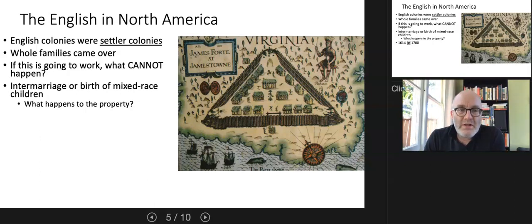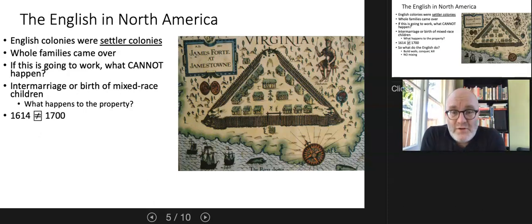So in settler colonialism, this is really important. You cannot do this, right? No intermarriage allowed. And I have here this little graphic, 1614. This is the kind of narrative of John Rolfe and Pocahontas. That is a marriage. 1614 is not 1700, right? 1614 is 7 years after Jamestown is even founded. It is very, very early days.